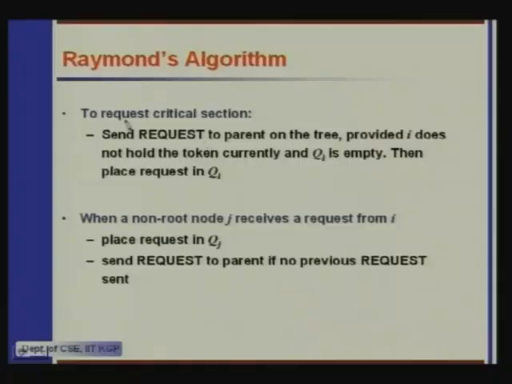So, let us see the algorithm once again. To request the critical section, send request to parent on the tree, provided I does not hold the token currently and Qi is empty, right. Then place request in Qi. When a non-root node J receives a request from I, then place request in Qj, and then send request to parent if no previous request has been sent. But this is important, that the request is placed in Qj.